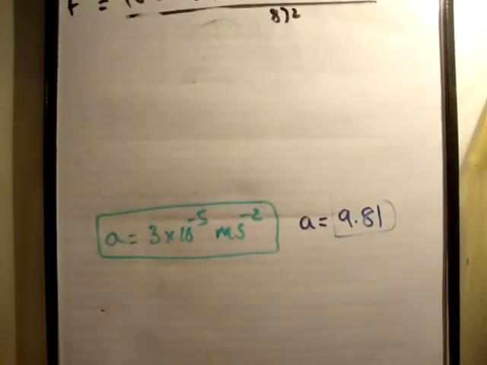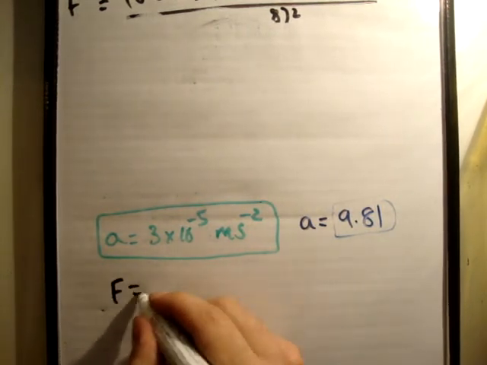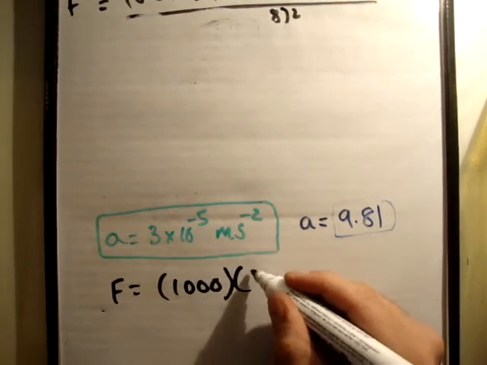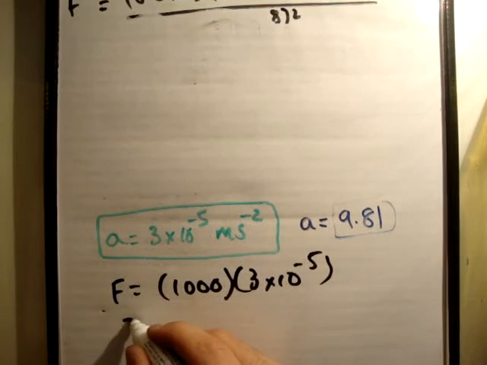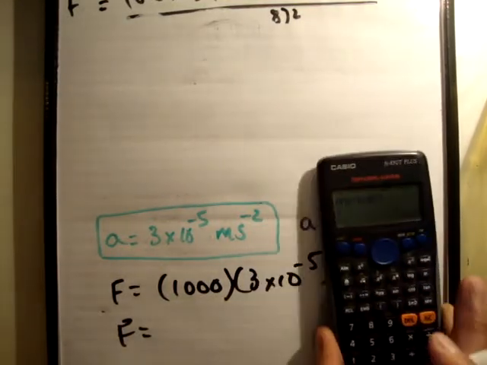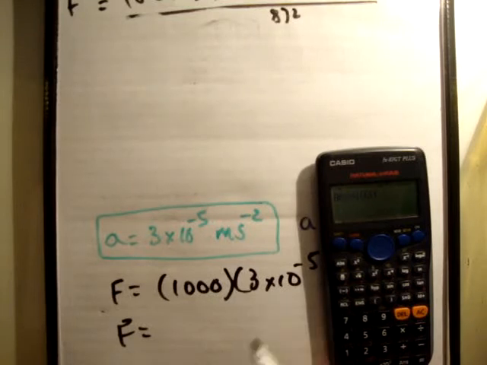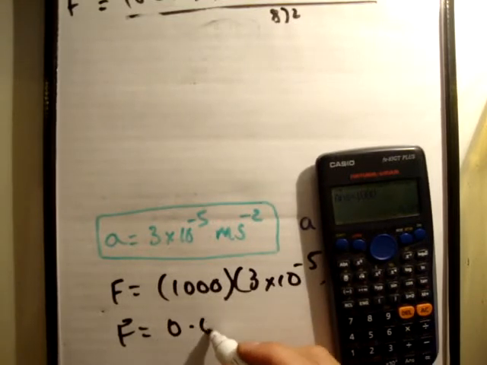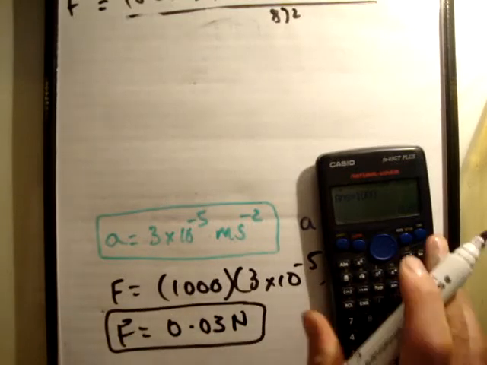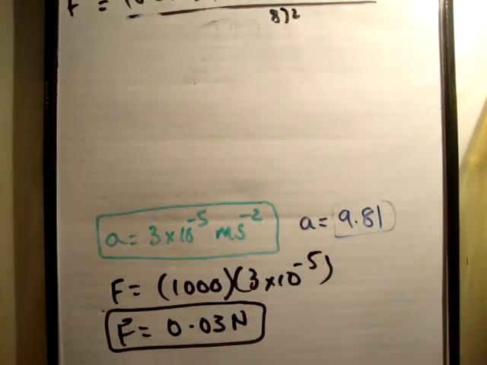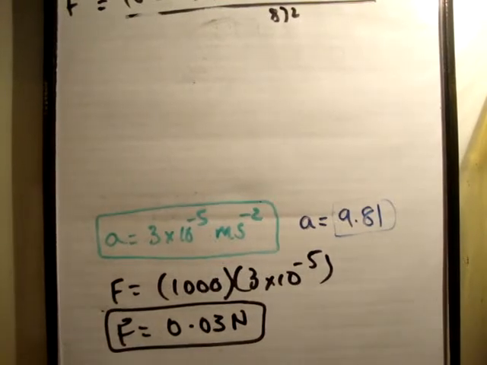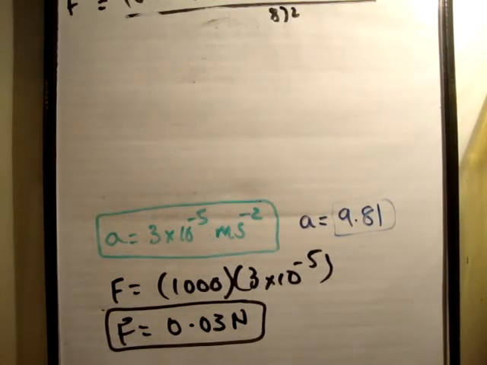So finally, let's use this to see what force is exerted on 1,000 kilograms of water. So F is equal to 1,000 kilograms times the acceleration, and F turns out to be 0.03 newtons. Okay, just bear with me now while I check the answer at the back of the book. So we have 6C question 7, 0.03 newtons is correct.